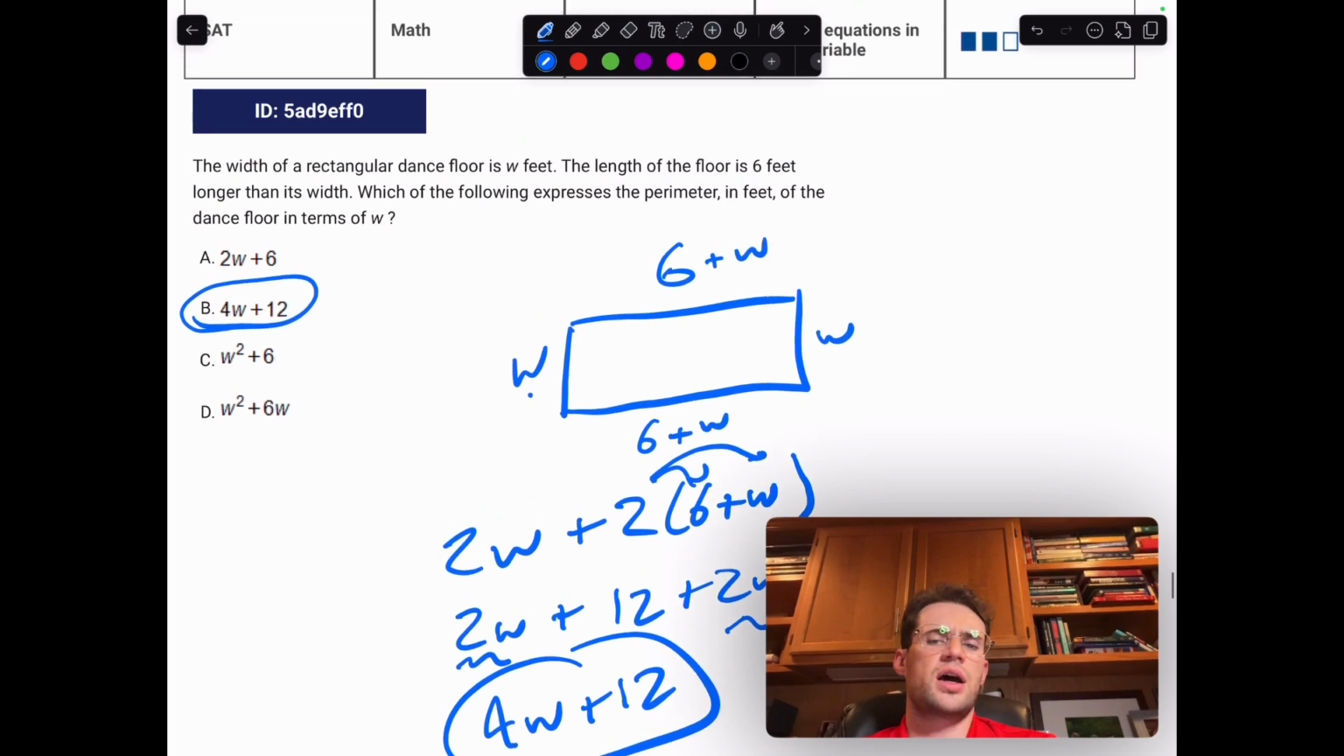Just be careful here. They do have this option, which is annoying. This is the area, but they ask for the perimeter. All right, so just take your time. I think the main thing, probably some people will write D for this one, but that is the area. Again, we are looking for the perimeter.